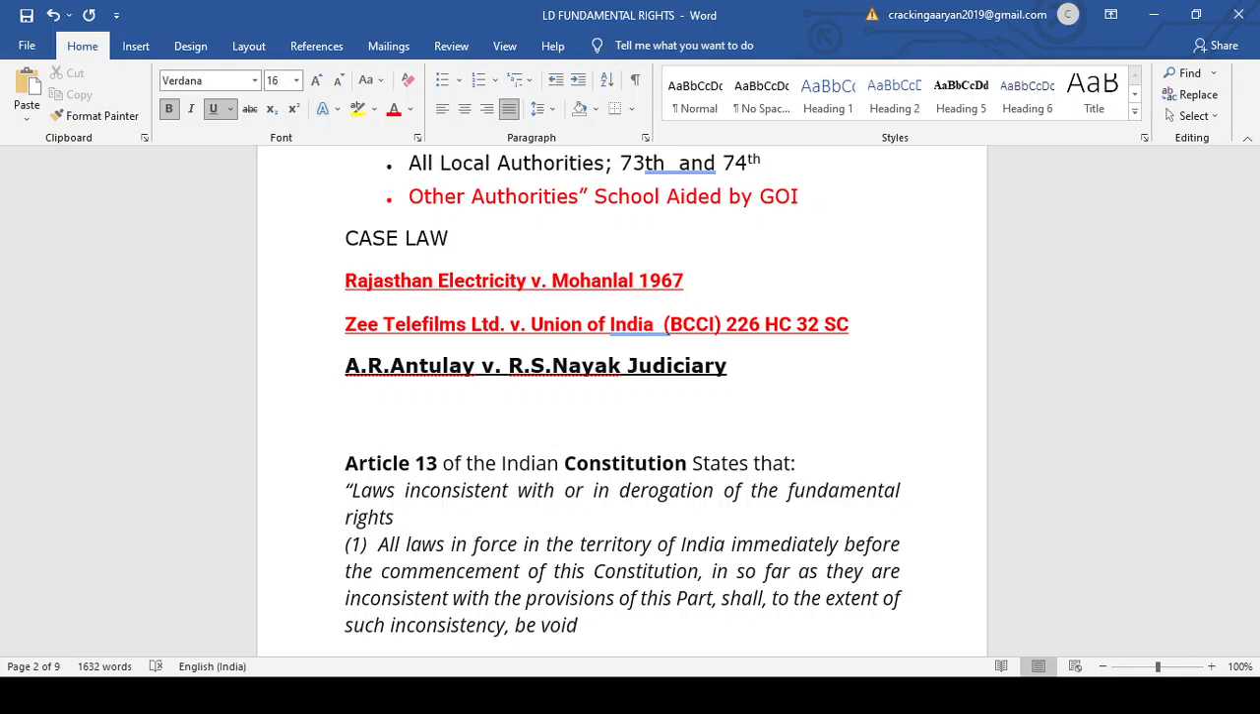So it was held in the A.R. Antulay versus R.S. Nayak case that when the judiciary is functioning for rule making or for administrative power, it will be liable as a state. But when it is functioning for judicial purposes, it will not be considered a state. I hope it is clear that the judiciary, when it is working for administrative or rule making purposes, will be considered as a state. But for judicial pronouncements, for the judicial function, it will not be considered as a state. That is the whole summary of Article 12, which talks about the definition of the state. I hope it is clear.